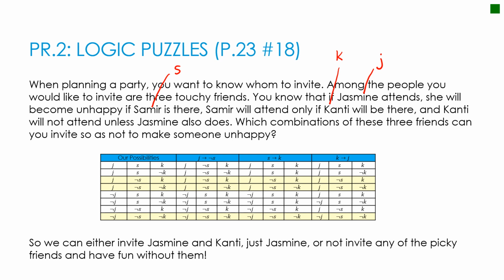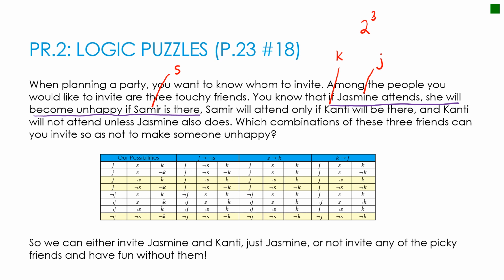So what I did was I looked at all of the possibilities, because essentially what I have is three propositional statements, and we know that 2 to the third would be the number of rows that I need. So that's what I did first, is just to make all of the possibilities. Then for each one, I looked at the statements given to me in the question. So it says, if Jasmine attends, she will become unhappy if Samir is there. And so notice I wrote, if Jasmine, then not Samir.